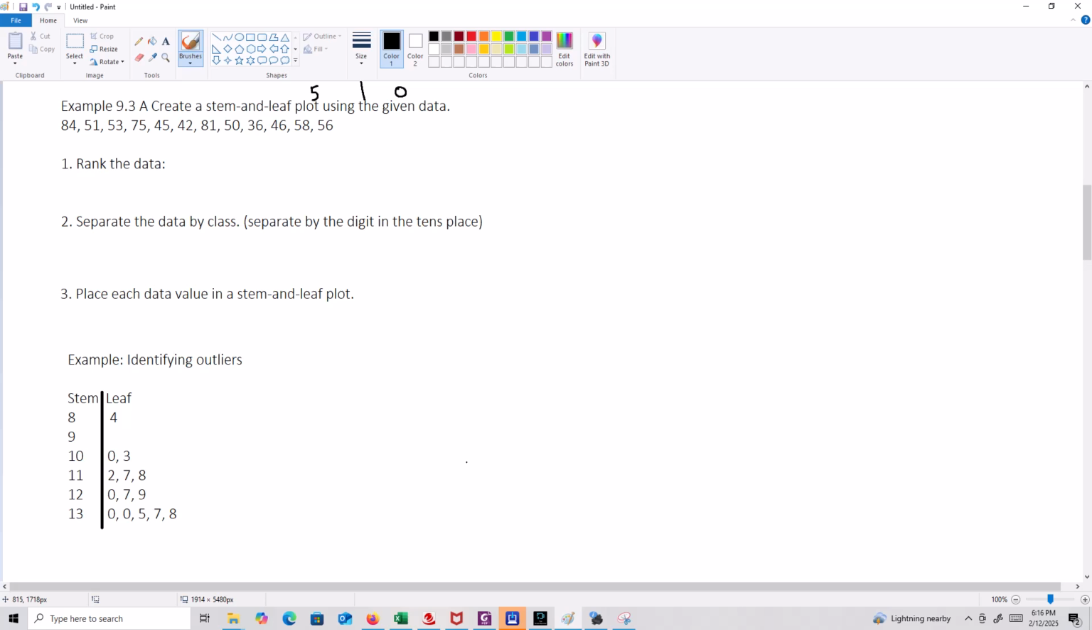So example 9.3a, create a stem and leaf plot using the given data. So we need to rank the data. The smallest digit is 36. Then 40. This is my least favorite part because everything starts to blur together for me.